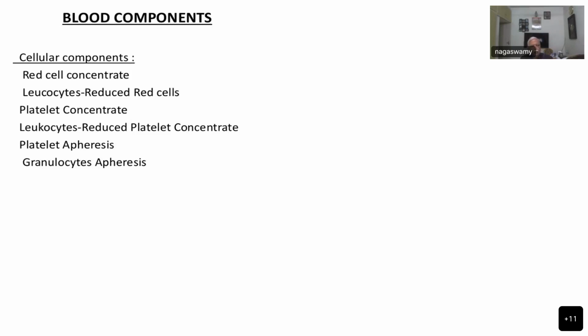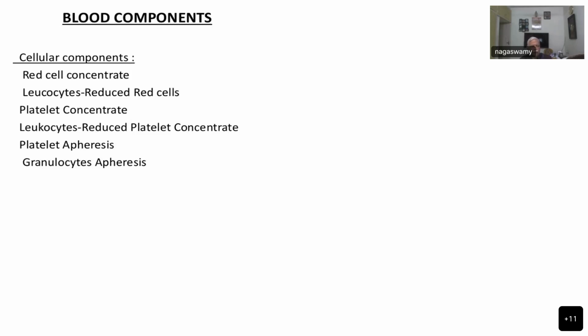So if you want to remove those WBCs, white cells, then you call it leukocyte reduced red blood cells. In some conditions, the leukocytes may cause problems, like what is called graft versus host disease. So in cases where you want to avoid that reaction, you have to remove the white blood cells also and give pure red cells. Then it is called the leukocyte reduced red cell.